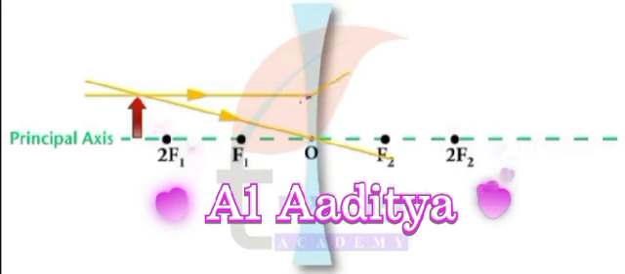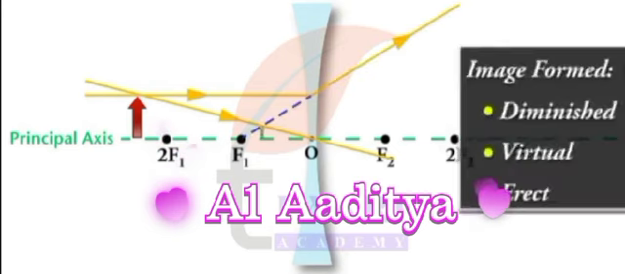Object is between optical center O and infinity. A diminished, virtual and erect image is formed between principal focus f1 and optical center O.